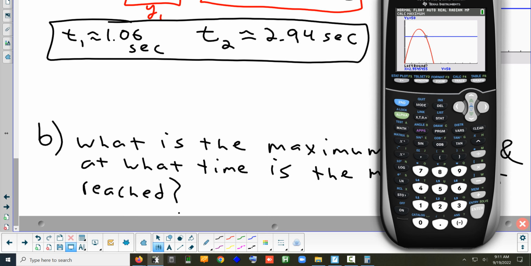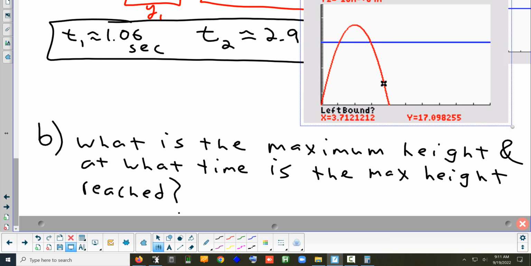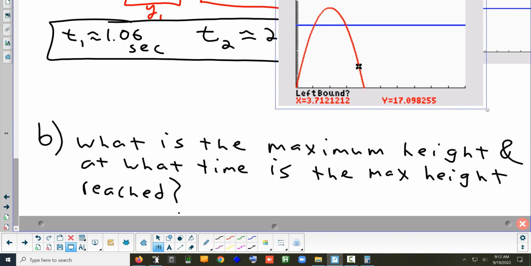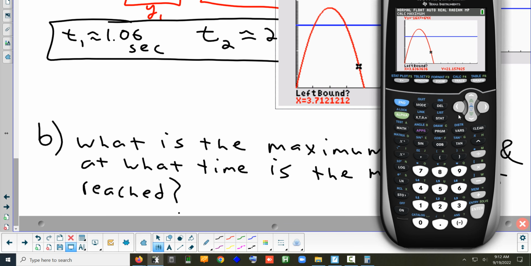Now, am I interested in the maximum of how high the blue line goes or the red one? Yeah, the red one. Right now my cursor is on the blue one. If I just press left and right, it's just moving on the blue. If you hit up or down, it'll move you to the other one. So make sure first of all that you are on the red parabola. The first thing it asks me for is left bound. That means go to the left of where you think the maximum is, and then hit enter.